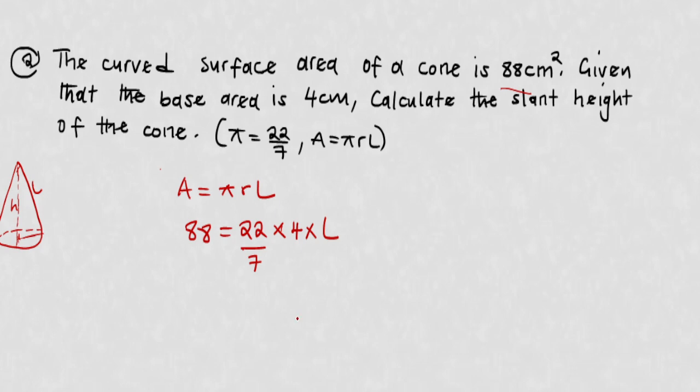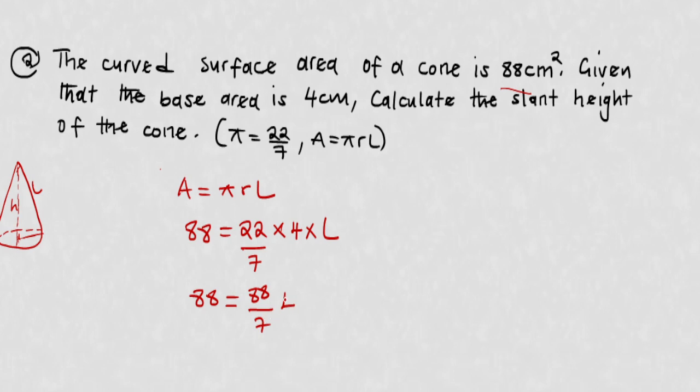Then from there, what we're going to do is simplify things. So I'm going to say 88 must be equal to, so what is 22 multiplied by 4? 22 times 4, we get 88. Then that 88 should divide 7. So we have this is equal to 88 over 7, then L.